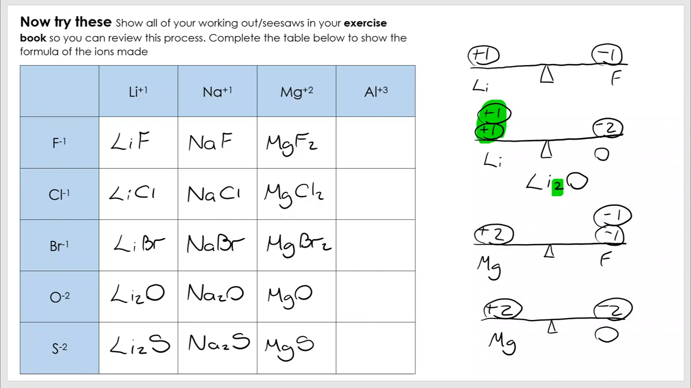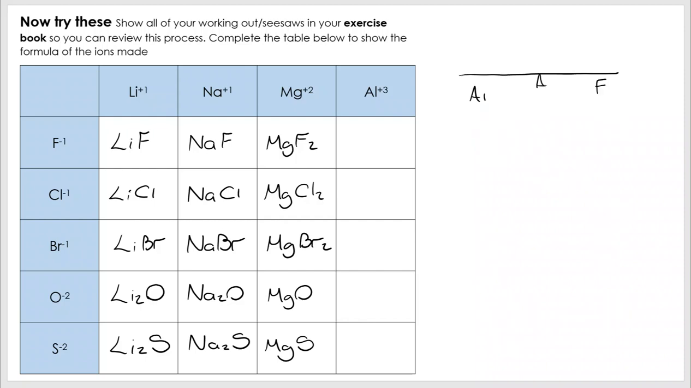So now let's move on to this final column. We have got aluminium and fluorine. Now aluminium is +3. Fluoride is -1. To balance these out, I'm going to need 3 -1s to get to -3 to balance out the +3. So I've got 1 aluminium, I've got 3 fluorines, AlF3. That's also true for AlCl3 and it's also true for AlBr3.